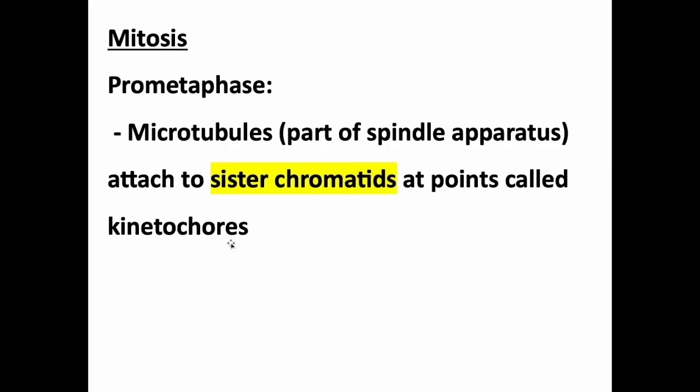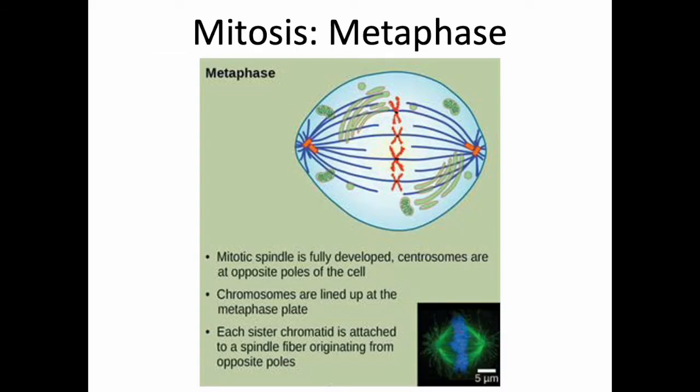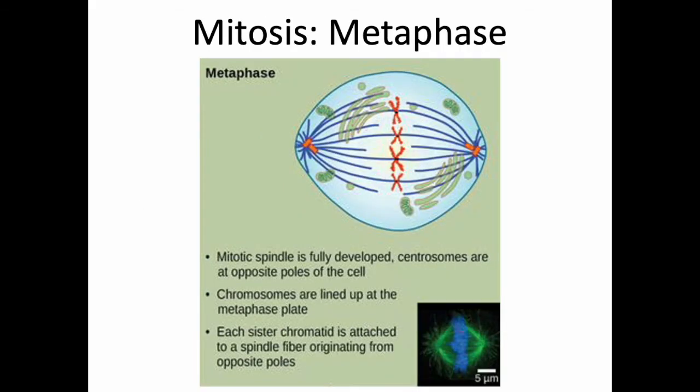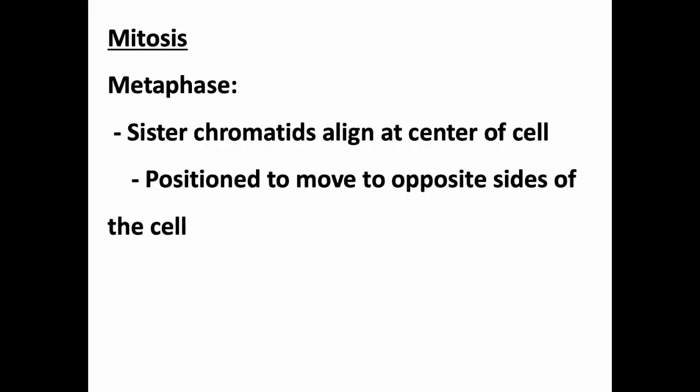Okay, so they're going to get pulled apart from one another, but there's actually one more phase before we do that pulling apart. We have to make sure that everything is lined up nice and neat and orderly in the middle of the cell. Again, during prometaphase, these connections were made. The chromosomes were still loosely floating around where the nucleus once was. Metaphase is where everything lines up in the middle. Every single chromatid is positioned to go to one side or to the other side, two sides here. So this is metaphase. Sister chromatids align at the center of the cell, positioned to move to opposite sides of the cell.